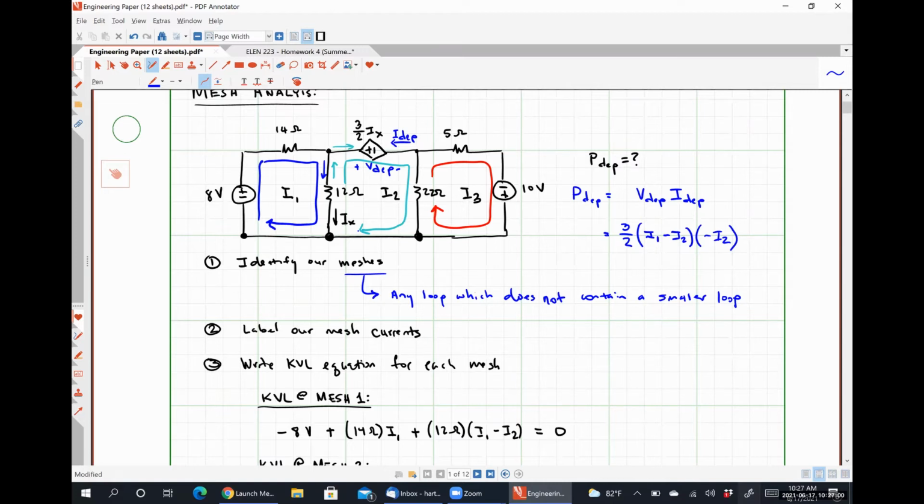So with that in mind, I can now easily solve for the power supplied by my dependent source, right? So I'm going to have 3 halves times I1, which is 0.848 amps, minus I2, which was 1.170 amps. And then I'm going to multiply this quantity by negative 1.170. And I get a power of 0.565 watts.